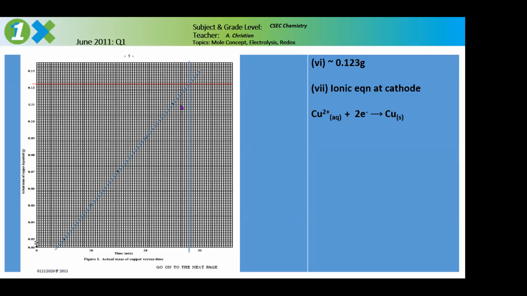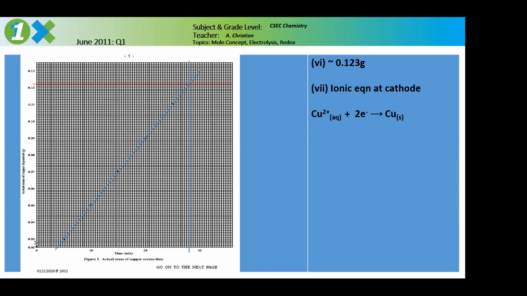After you have extrapolated your graph, this is your curve. You then find 28, and from that 28, you go all the way up until you intersect your curve. After you've intersected your curve, you then move to the y-axis to find out what would be the actual mass deposited at that time. For me, I get 0.123 grams estimated.